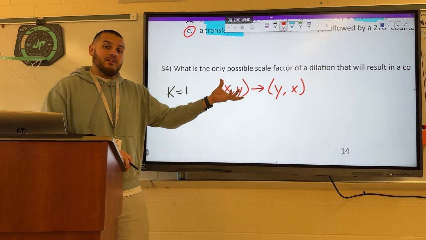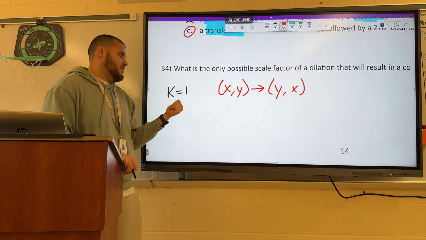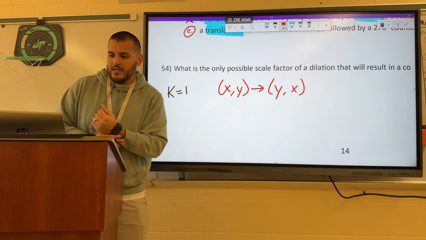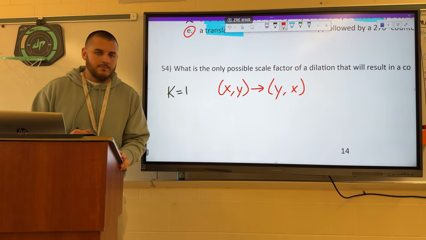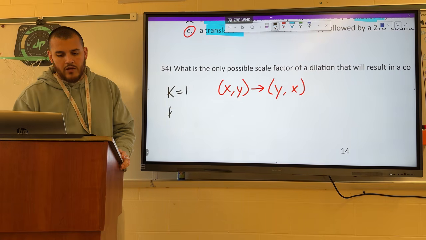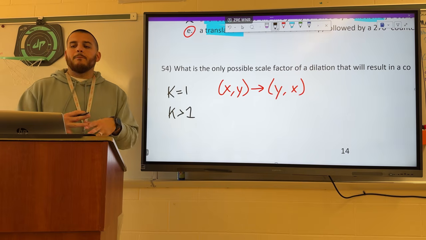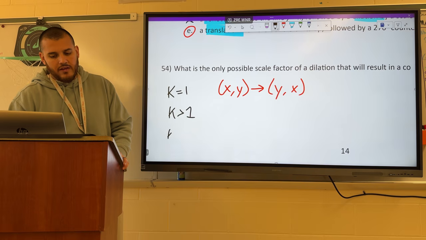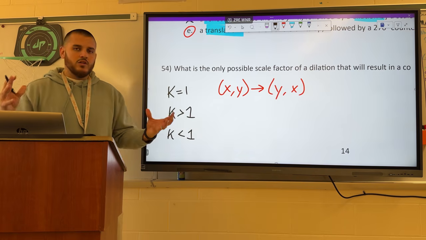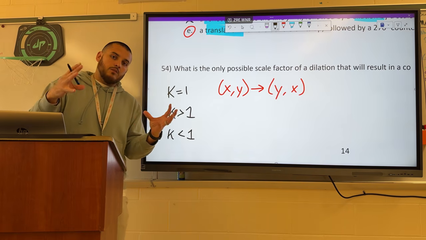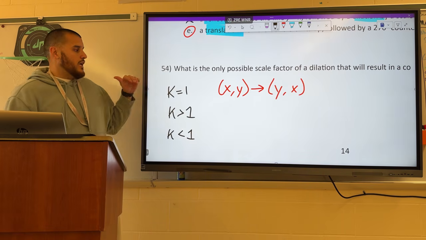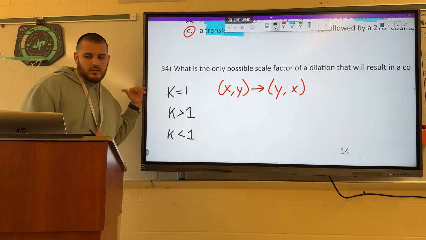So if you want to think of it as a dilation occurring, the scale factor is 1, so the shape stays the same size. It does not get bigger or smaller at all. If the scale factor was greater than 1, that would make the shape bigger, so not congruent anymore, but proportionally larger. And a scale factor of less than 1 will reduce the shape, so sizes are proportionally smaller, but not congruent to the pre-image. K equals 1, though, would keep the shape exactly the same.